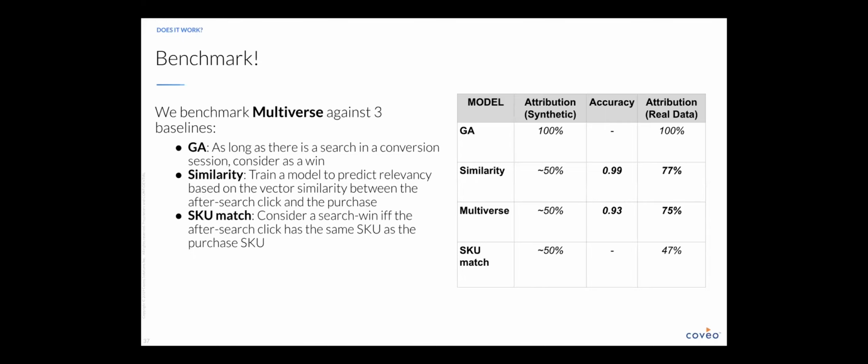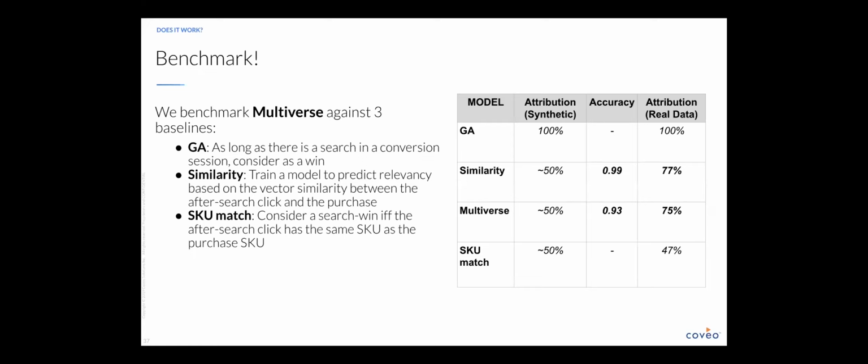We're going to check all of these models, and we're going to measure how many of the sessions we find are sessions for which the model predicts that the search was important. Of course, Google Analytics is always 100% because Google Analytics is the upper bound. Remember, Google Analytics tells you that as long as there's one search event, that purchase is attributable to search. So of course, in this session, they're all the same.